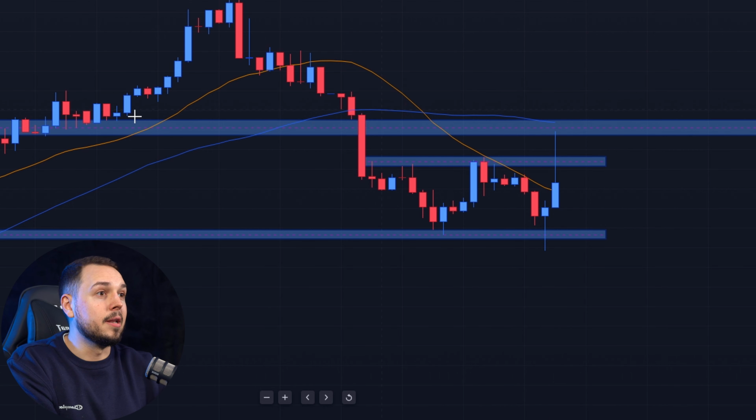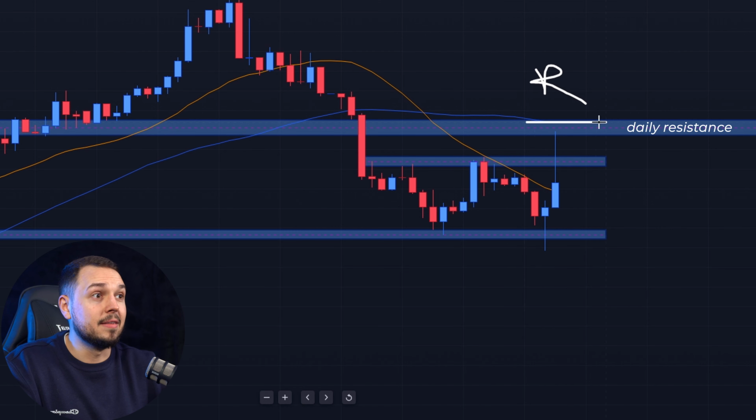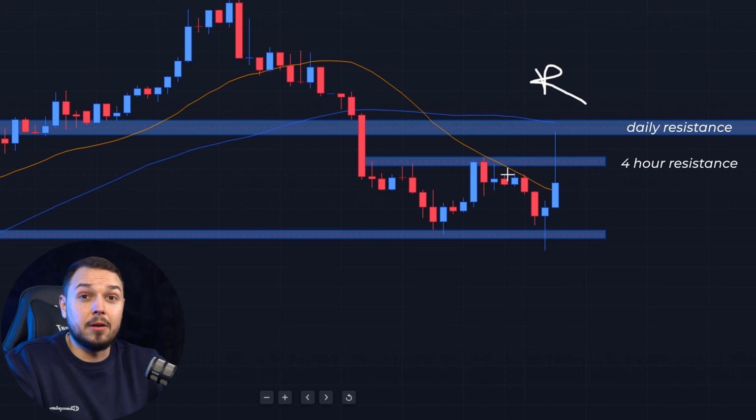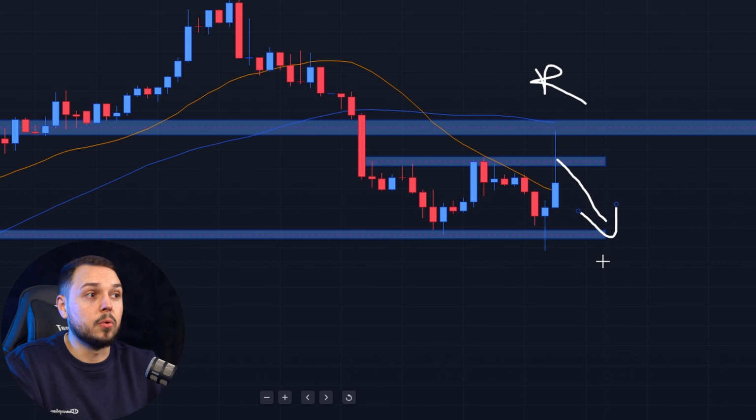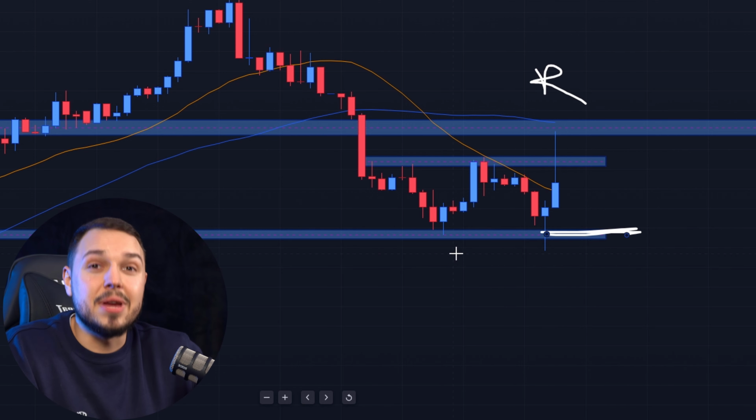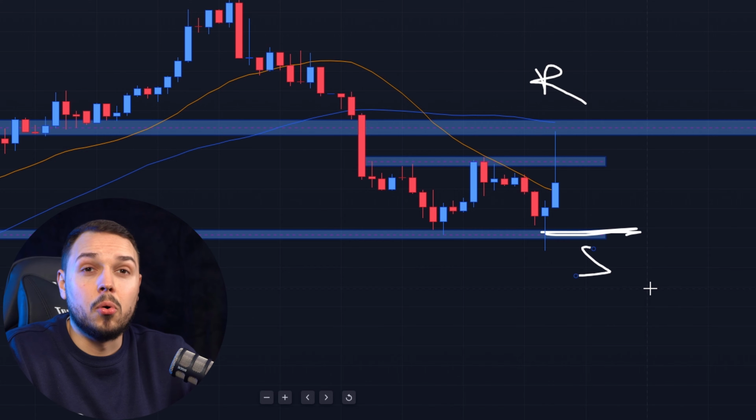So if we delete this ugly R, we can see that this area of strong resistance, this is the daily area of resistance, plus the 50 moving average, plus the 4-hour resistance over here has not broken. This tells you that likely the market could be continuing to push towards the downside one more time to retest the previous area of support level.